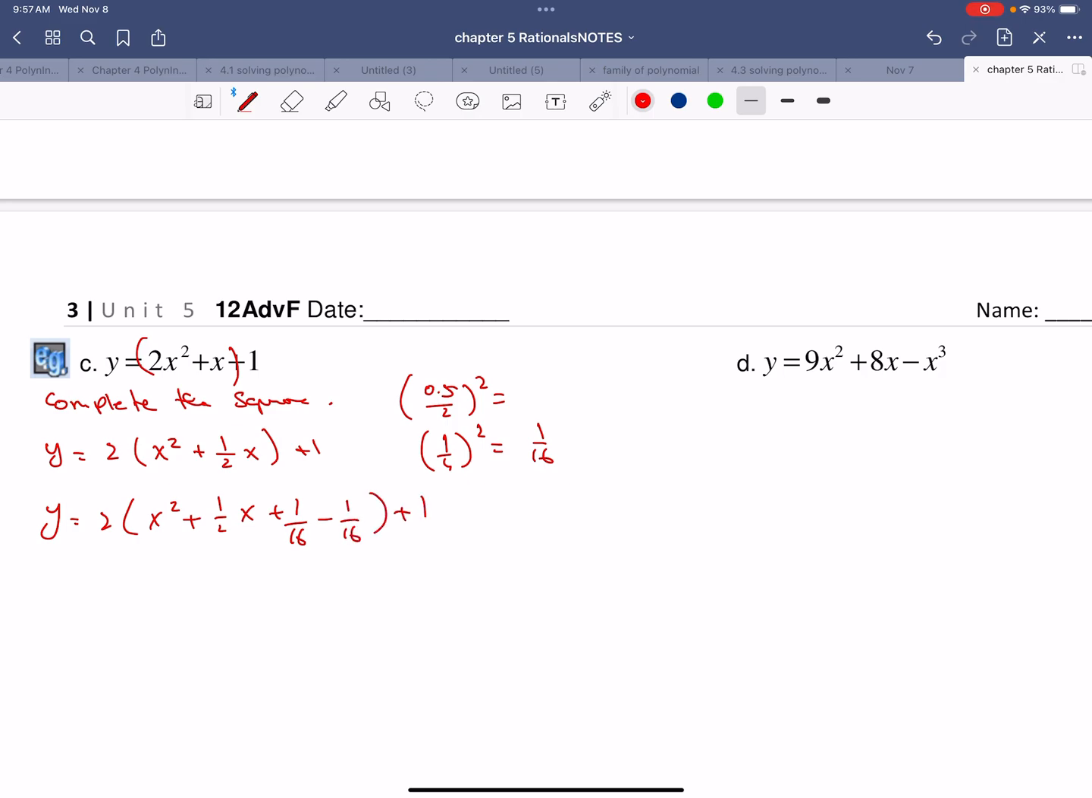Now we're going to take the 1/16 out. We have to multiply it by the 2. And that's going to be x squared minus 1/4, actually x minus 1/4 to the power of 2. And those are going to be added together, so that's going to be plus 7/8. Okay, so my vertex is 1/4, 7/8.